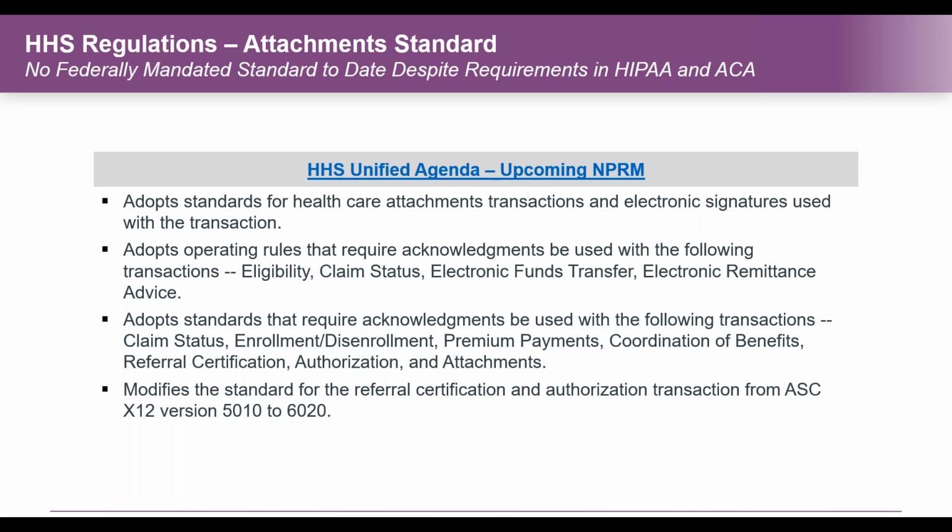It does adopt standards that require acknowledgments for claim status, enrollment, disenrollment, premium payment, COB, referral certification, authorization, as well as attachments. And lastly, also potentially modifying the standard for the referral or the prior authorization transaction from the 5010 version to the 6020 version. Again, this is the information that's contained within the Unified Agenda update.